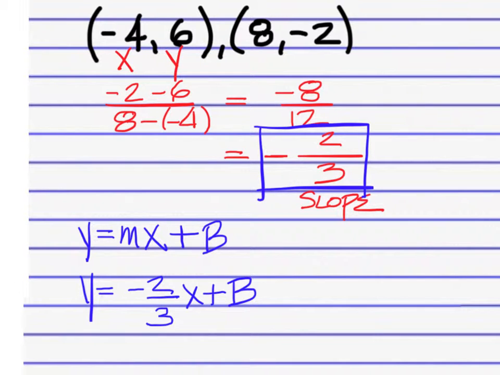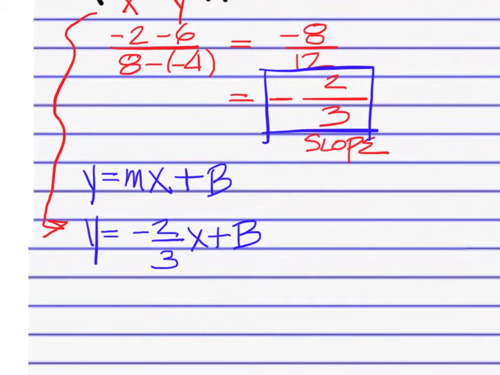That's an xy point, which means in your equation down here you can plug in 6 for y and -4 for x. 6 for y and then -4 for x. When you do that, you can simplify and solve for b.